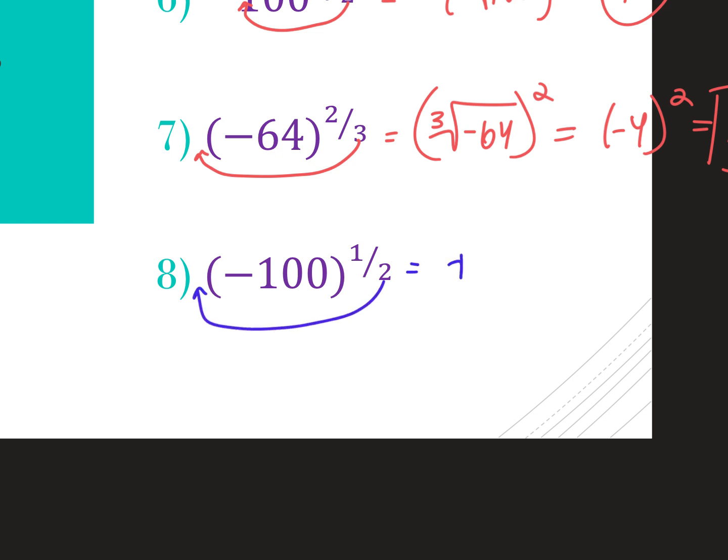The square root of negative 100. Which is, you could say, no solution. You could say can't do. You can say imaginary. You can find the square root of negative 100, but it's imaginary. We're just dealing with real numbers now.